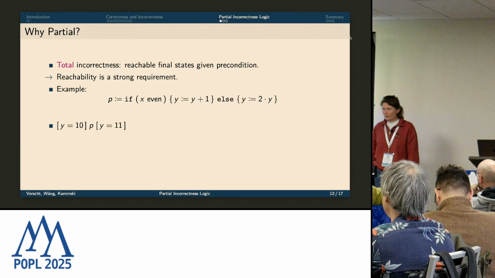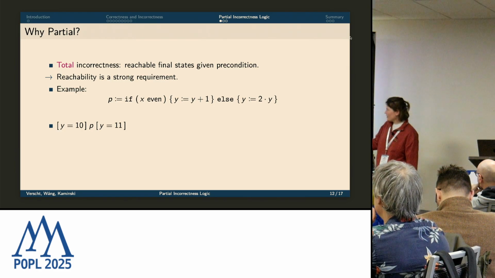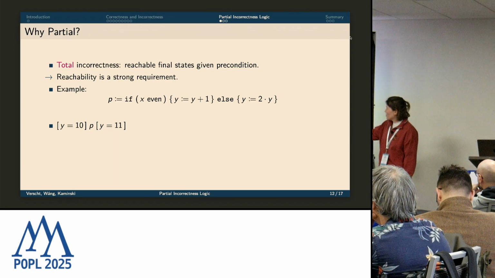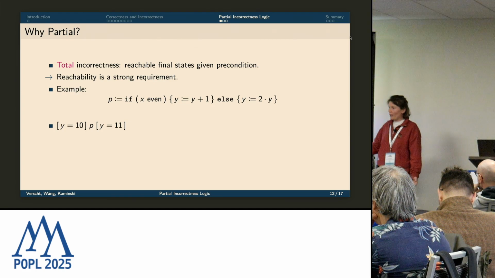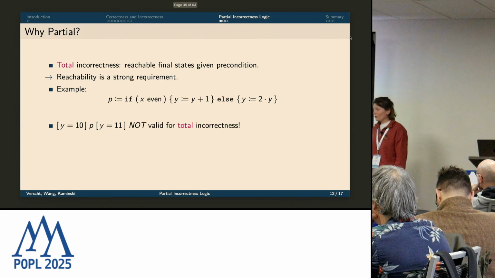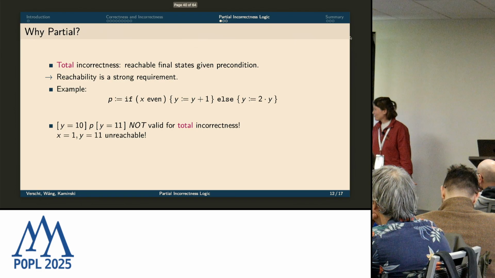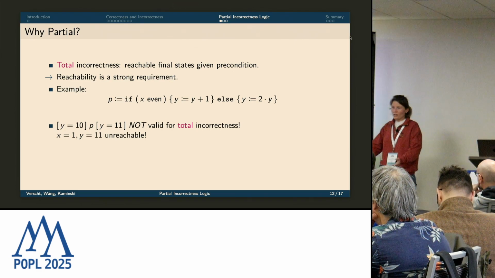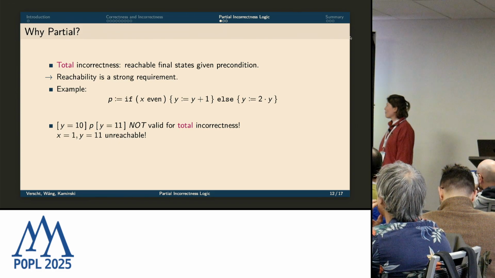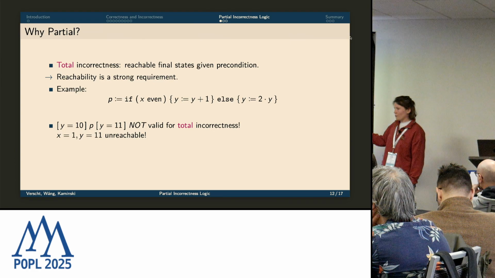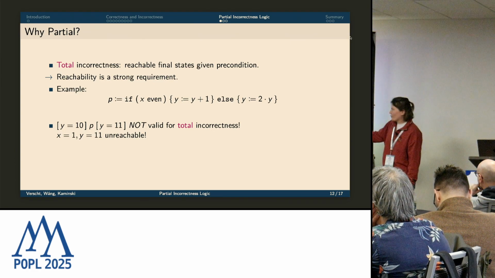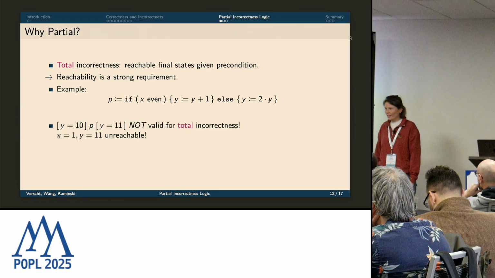is this valid for incorrectness, or are these states reachable from these states? You'd maybe think yes, because we can choose this branch here, increase y by 1, and then we end up with y equals 11. But it's actually not valid for total incorrectness, because we require that all states where y equals 11 in the end are reachable from this precondition, which is not the case if x is odd. So for example, if x is 1 in the end, it must have been so in the beginning because the program doesn't change x. But then we end up in the second branch. And well, if we start with y equals 10, then in the end y will be 20 and not 11.